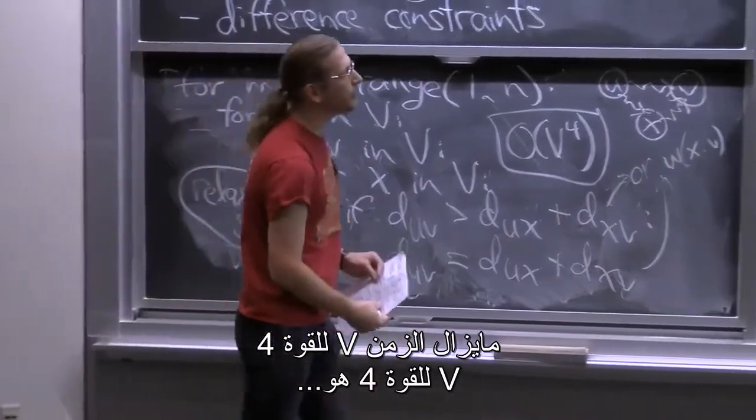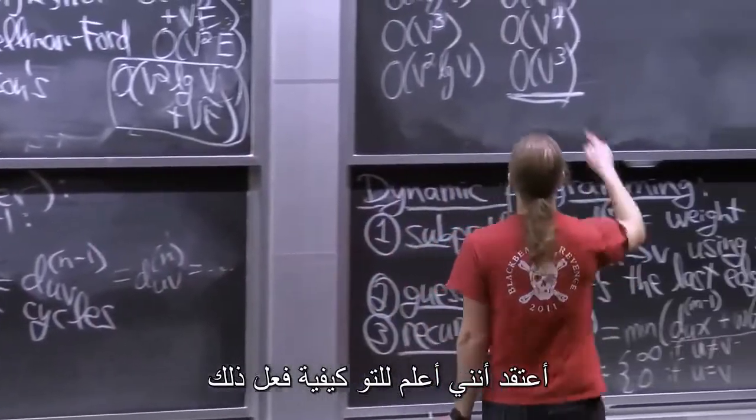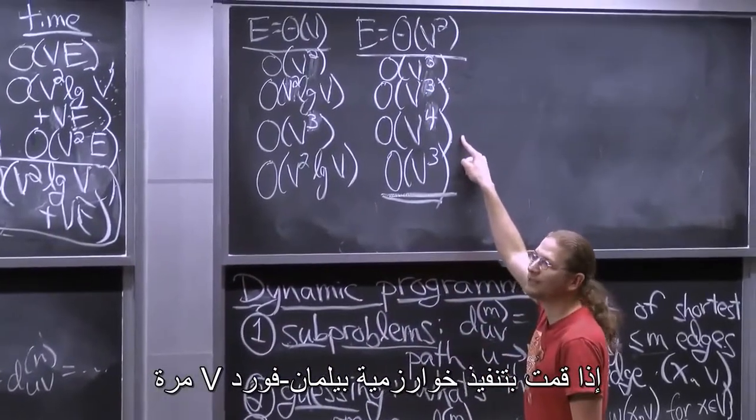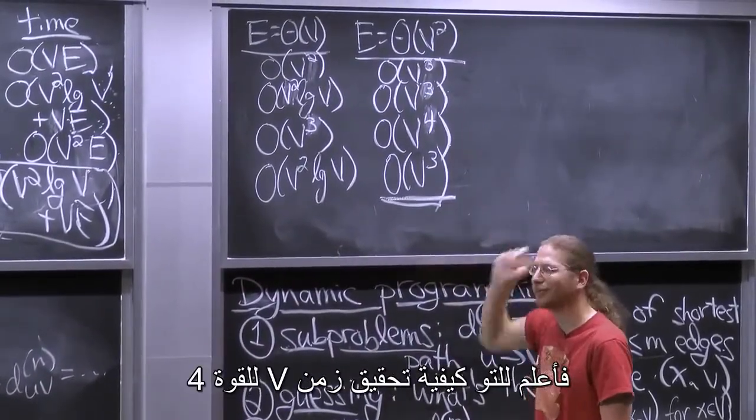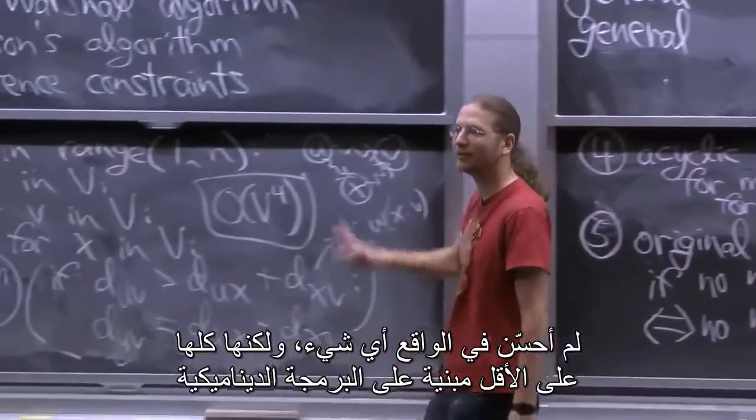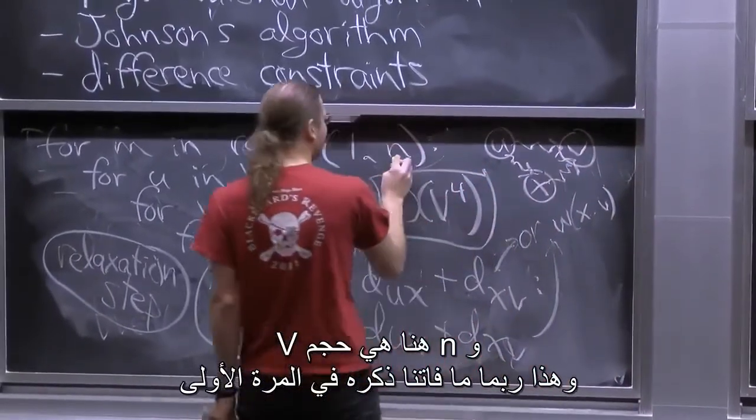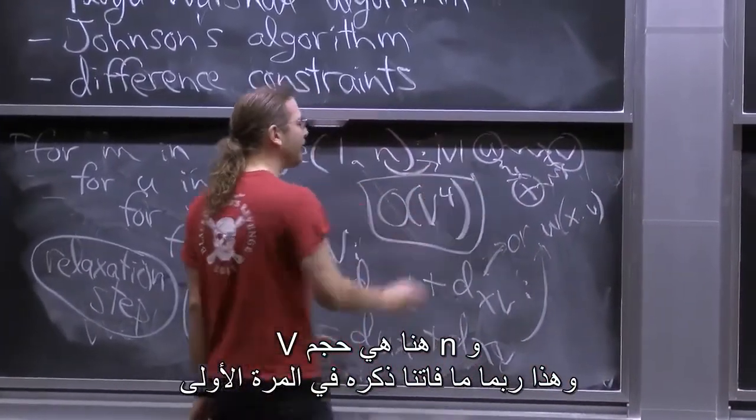Still V to the 4th. V to the 4th, I guess I already knew how to do. That was, if I just run Bellman-Ford V times, I already knew how to do V to the 4th. So I haven't actually improved anything, but at least you see it's all dynamic programming in there. So n here is the size of V. That's probably what you missed first time.